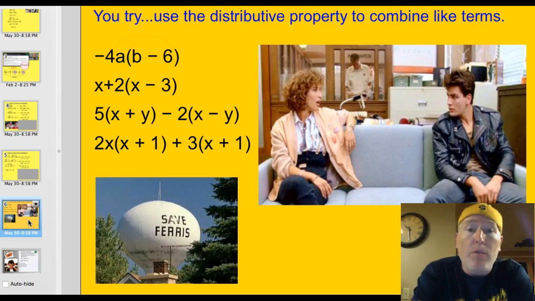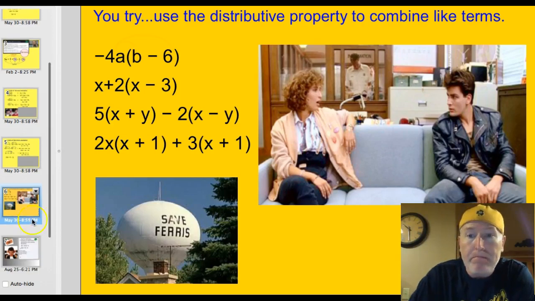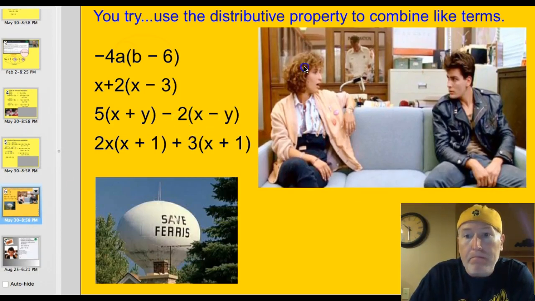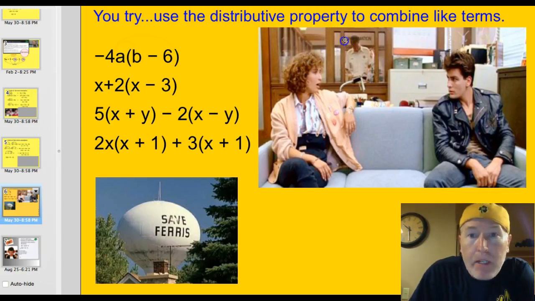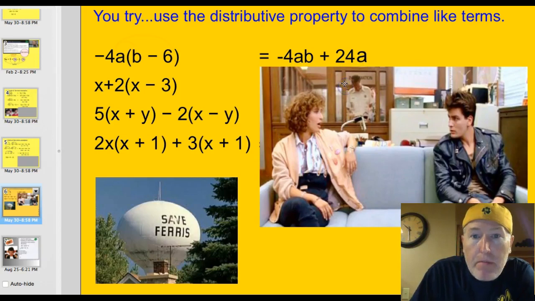Why don't you try these ones here, pause the video, see if you can figure out how to use the distributive property to combine like terms. Okie dokie, let's see how you did. All right, this first one, minus 4ab plus 24a. We got 4 times 6 is 24. These are both negative, so that's a positive 24, and we still have the a as well. All right, the next one.